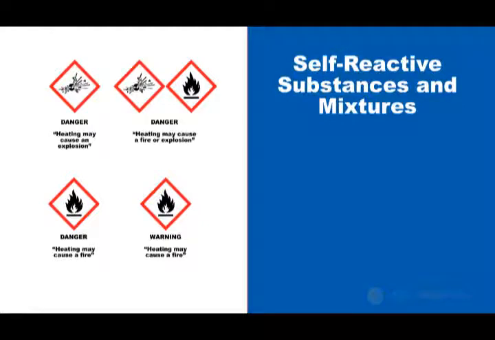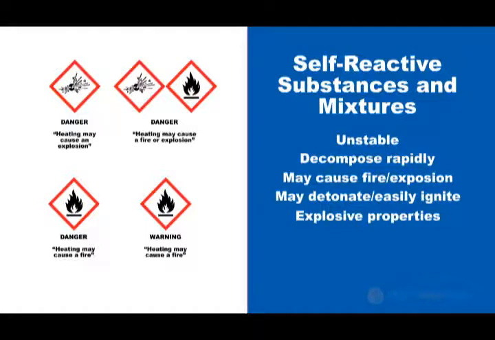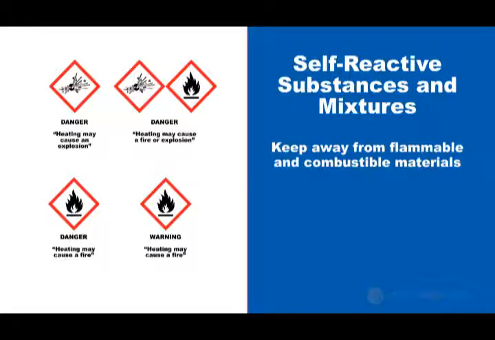Self-reactive substances and mixtures represent products that are unstable, can decompose rapidly upon heating, and may cause a fire or explosion. These products may detonate or be easily ignited by another heat source. They may have explosive properties, or they may undergo a strong exothermic decomposition, meaning it generates a lot of heat when it breaks down, even without the aid of air or oxygen. As a precaution, you should keep these materials away from flammable and combustible materials.